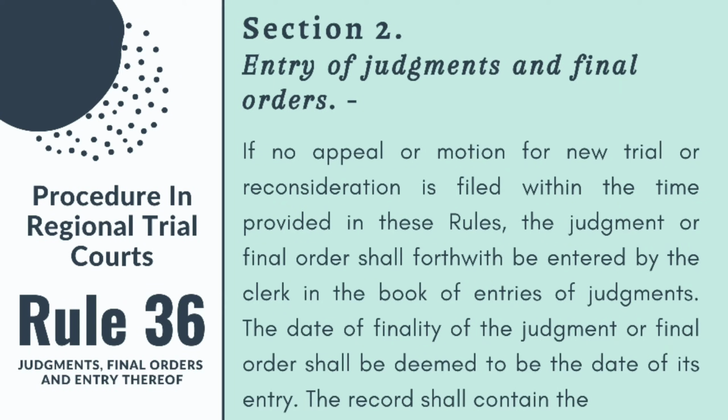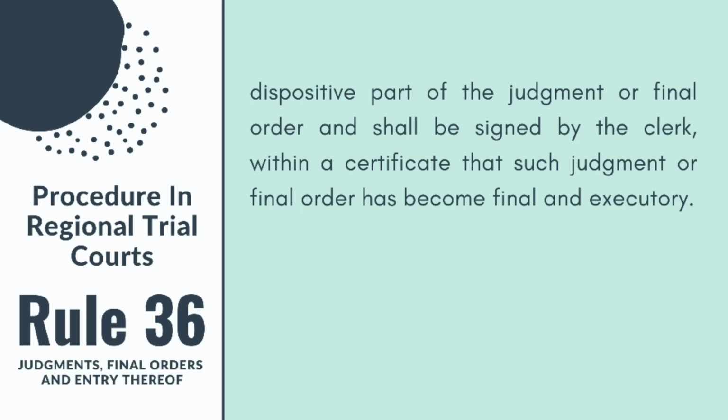Section 2. Entry of judgments and final orders. If no appeal, or motion for new trial or reconsideration, is filed within the time provided in these rules, the judgment or final order shall forthwith be entered by the clerk in the book of entries of judgments. The date of finality of the judgment or final order shall be deemed to be the date of its entry. The record shall contain the dispositive part of the judgment or final order, and shall be signed by the clerk, with a certificate that such judgment or final order has become final and executory.